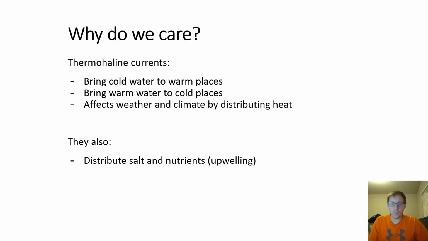Okay, so again, back to why this matters. We're studying climate, and how do these thermohaline currents affect our climate? So what they do is they bring cold water to warm places. Because if you imagine it brings cold water, then it warms up and it rises, and then it continues to travel. It goes to cold places, so it brings warm water to cold places. It cools back down, and so on and so forth. This affects the weather and the climate by distributing heat. Remember that water has a high specific heat. Okay, so it's difficult to change the temperature of the water. So it affects the weather that happens at these different places.